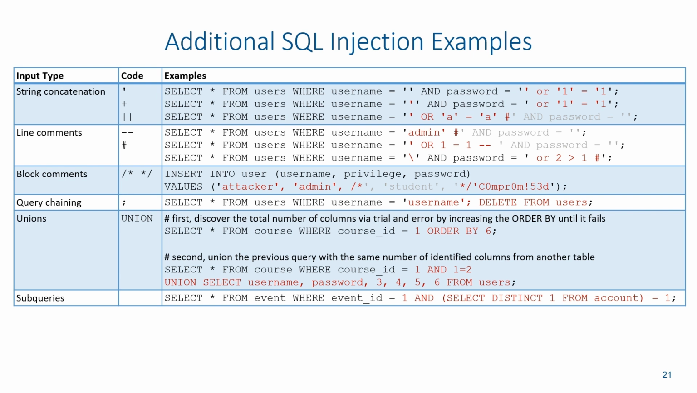Finally, you can run SQL queries using subqueries. For example, here, if I say select star from event where event ID equals 1, normally that's going to return the event where the event ID equals 1. But if I add at the end and select distinct 1 from account and set that equal to 1, what that's going to do, if the result is returned, we know that the table name of account exists in our database.